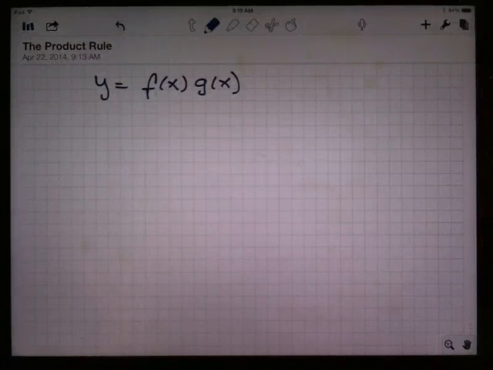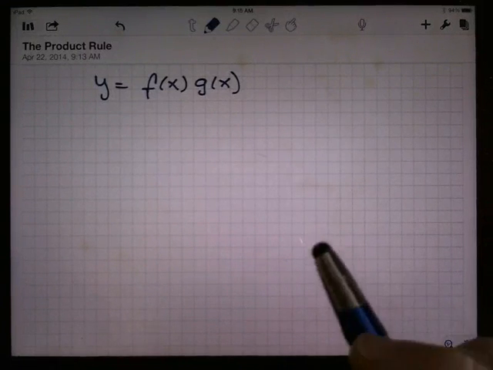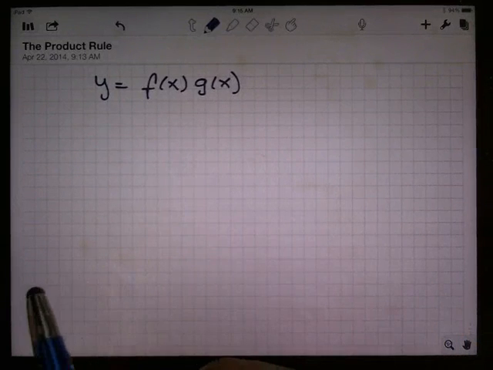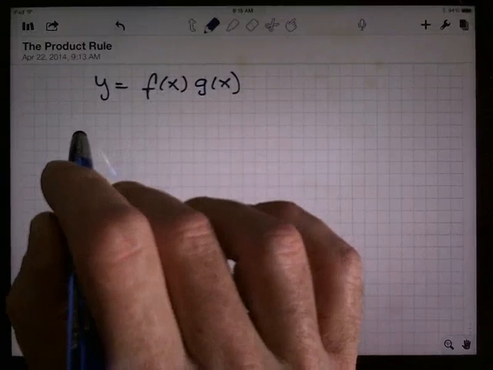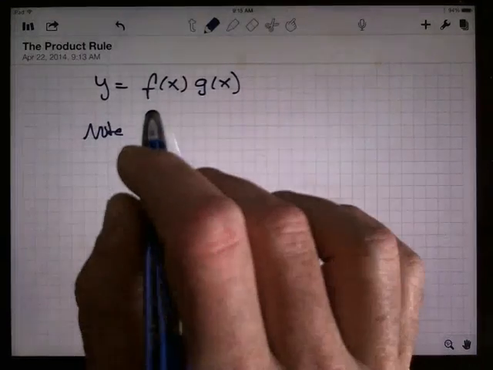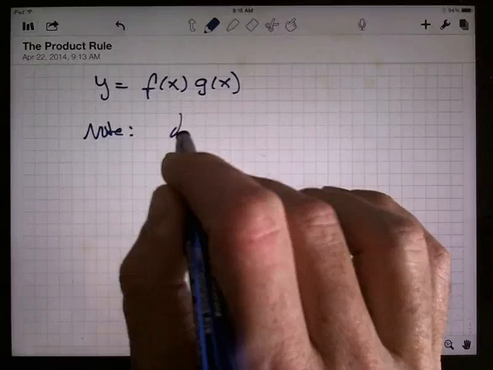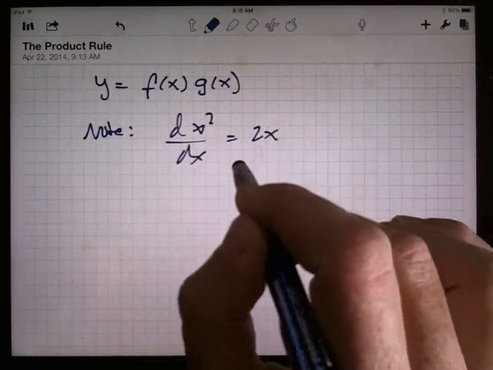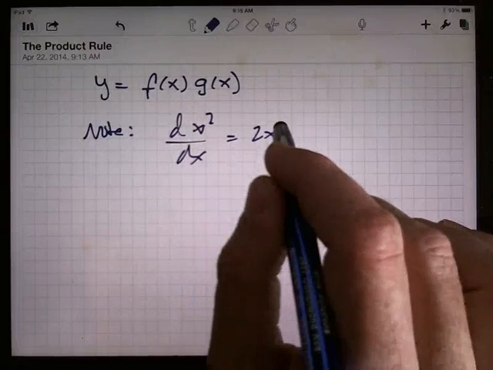All right, we want to take a look at the derivative of a product. First of all, the derivative of the sum was the sum of the derivatives, and it would be really nice if that was the same here. But alas, it's not, because notice that we already know that the derivative of x squared is 2x. Right? The 2 comes down, you got an exponent of 1.